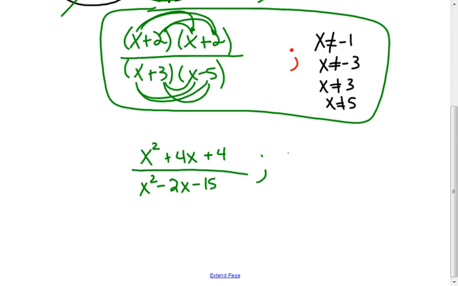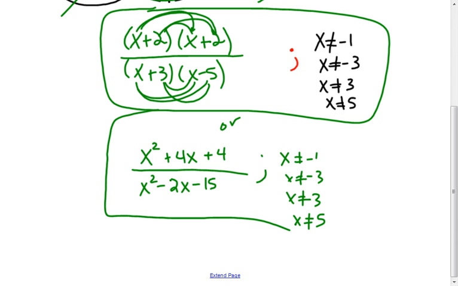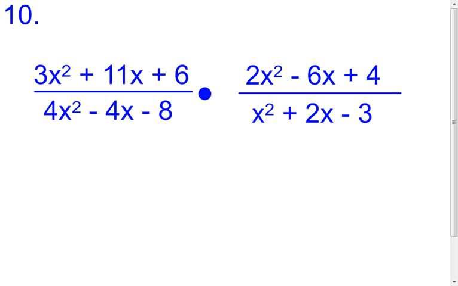And the same rules still apply. X could not be -1, x could not be -3, x can't be +3, and x can't be 5. So if you would rather write your answer like that, that is totally fine too, whichever way you prefer it. And one more, and we are done.